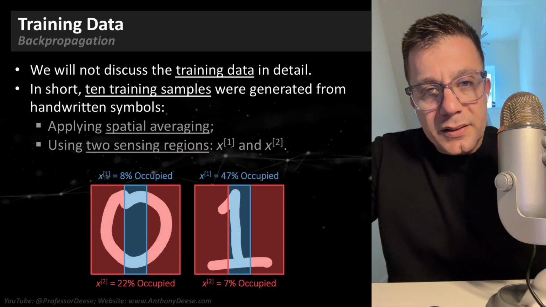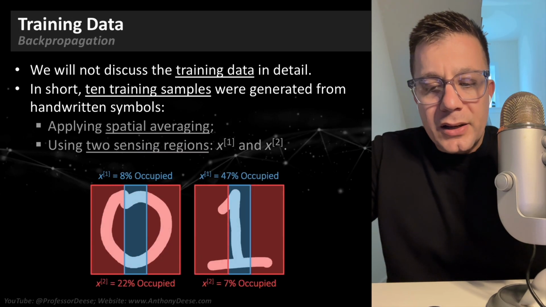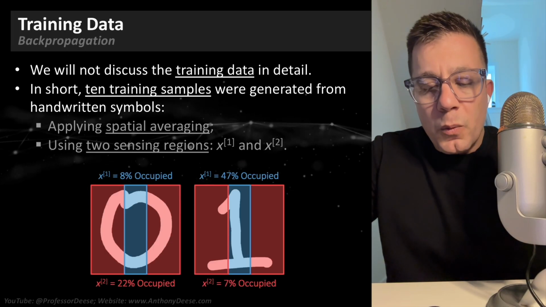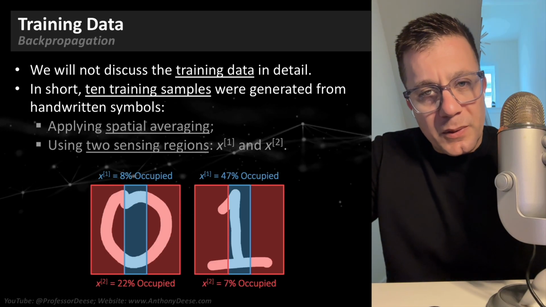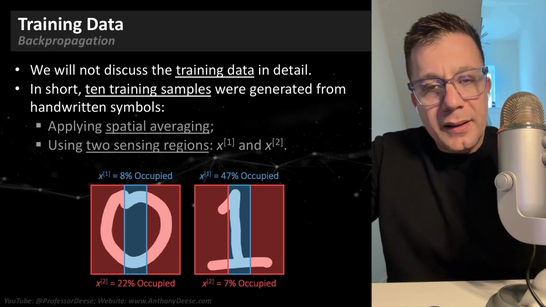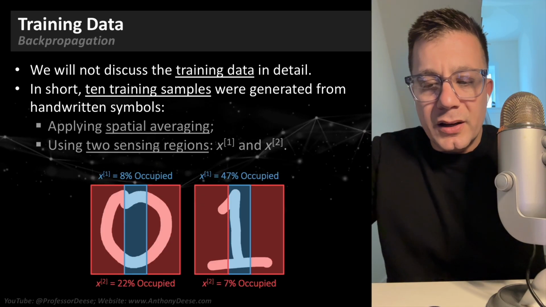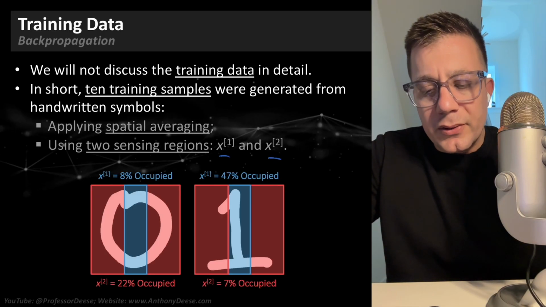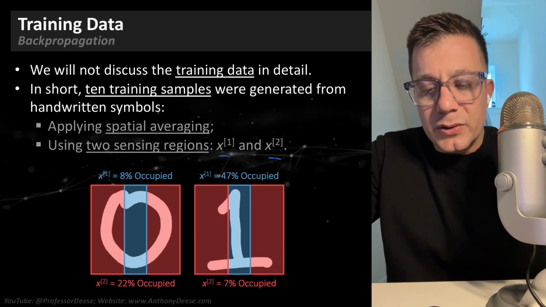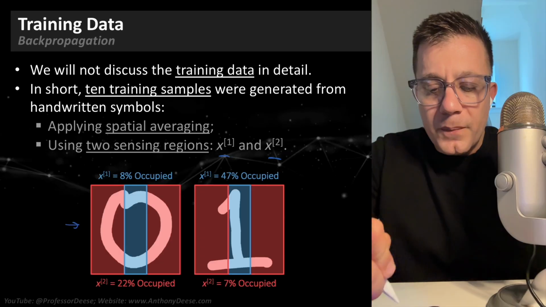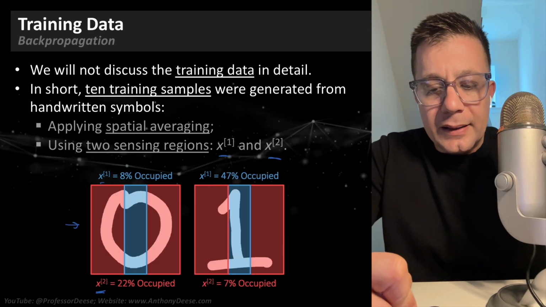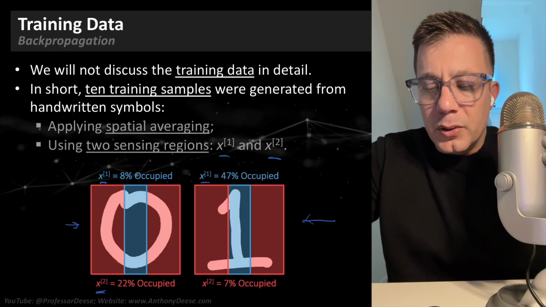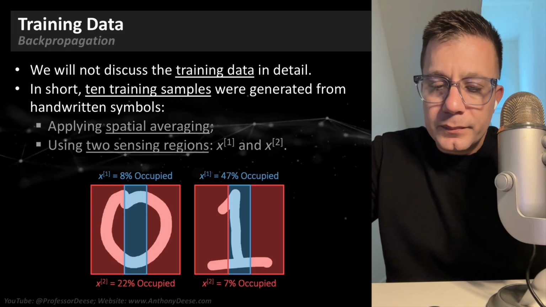We are not going to discuss the training data in detail. Essentially, we have 10 training samples that were generated from handwritten symbols. We're going to apply spatial averaging as we did in many of the previous modules. And like I said a second ago, we're using two sensing regions, X1 and X2. And they are kind of tailored or gerrymandered to facilitate recognizing zeros and ones. We can see that for a 0, we have more ink in the red region and less in the blue, as compared to the 1, where we have more ink in the blue and less ink in the red.